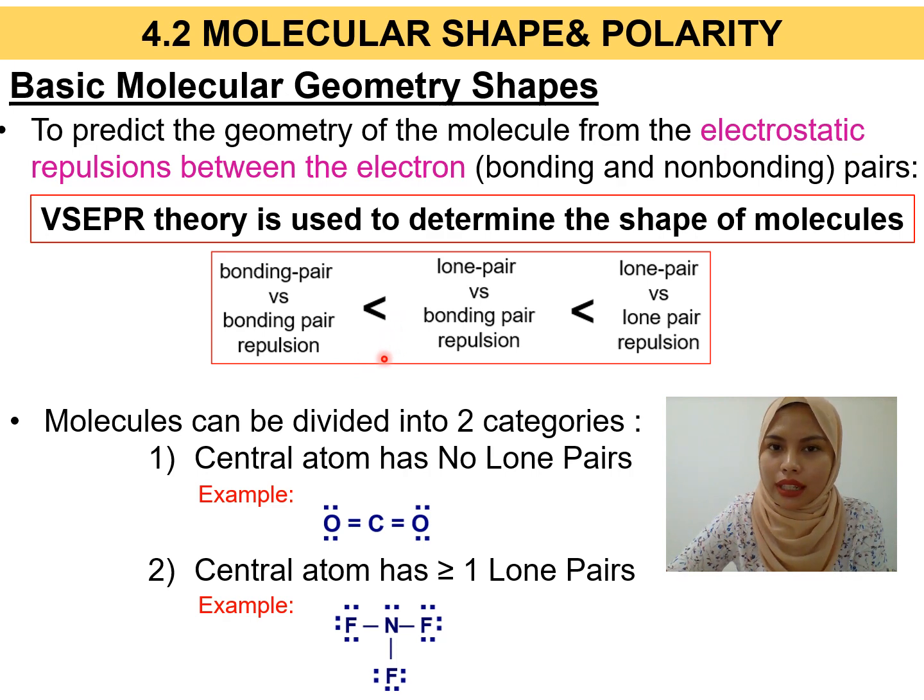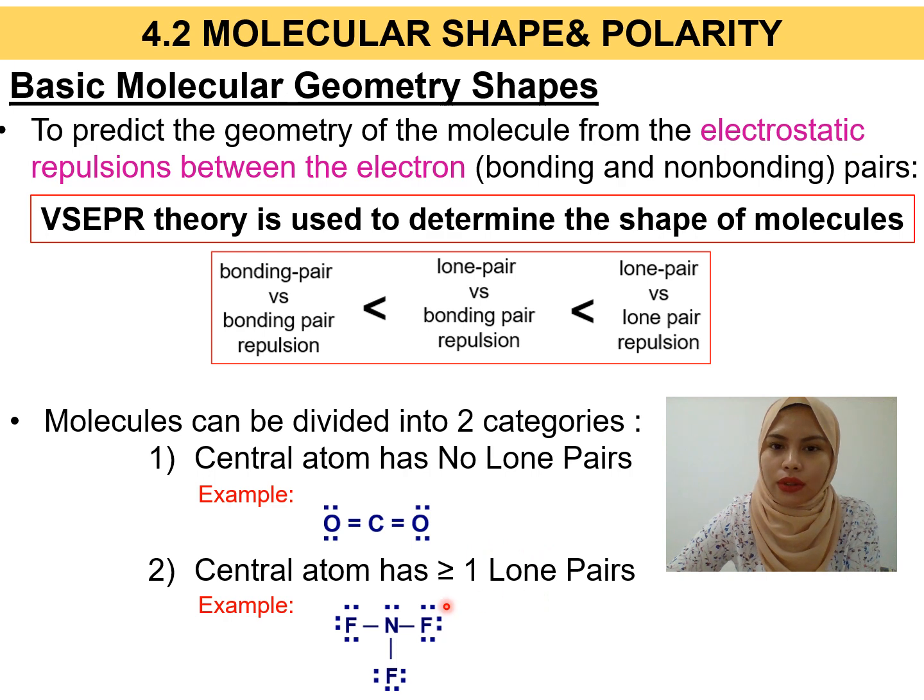Kalau kamu tak reti lagi, sila rujuk video Miss berkenaan Lewis structure. Sebab apa ya? Sebab bila kamu reti nak lukis Lewis structure, you boleh tahu central atom kamu tu ada lone pair ke tidak. Because bila kamu nak tahu the shape of your molecule, the molecules can be divided into two categories. Sama ada kategori yang pertama ialah di mana central atom dia tiada langsung lone pair. Kategori yang kedua di mana central atom dia ada more than one lone pair.